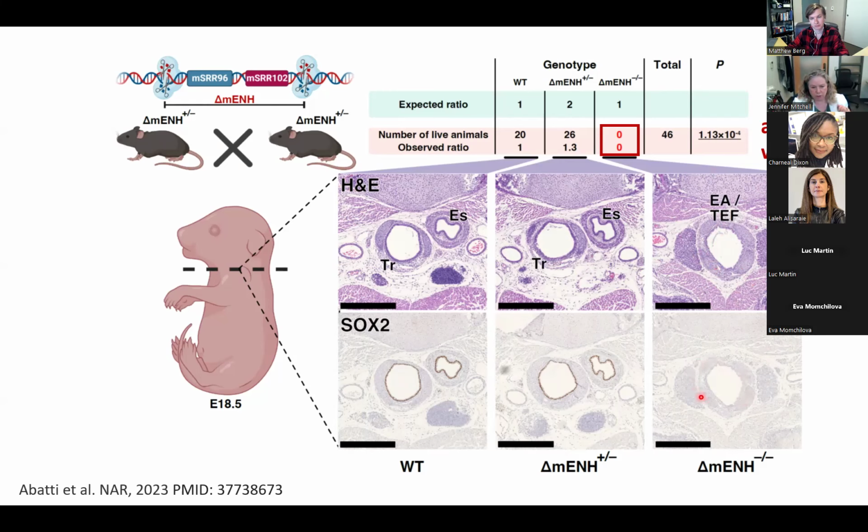And they also don't express SOX2 in this tissue, which they normally do express in the cells that line these tubes. This phenotype would actually cause death shortly after birth due to an inability to both breathe and eat. And so that's likely what's happening and why we don't see any mice alive at weaning.